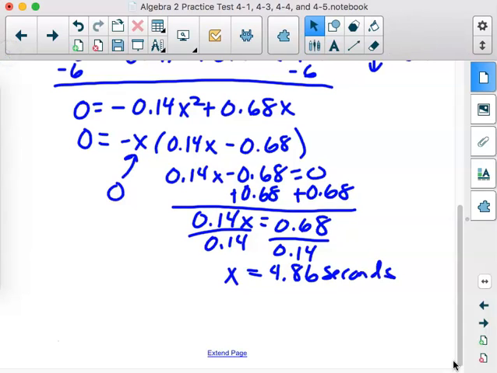seconds. So questions about the maximum or the minimum are always the vertex. But solutions, when they give you a number to put in, that has to do with figuring out where your x-intercepts are, which are your zeros. So easiest to just factor that and get your 4.86 seconds.